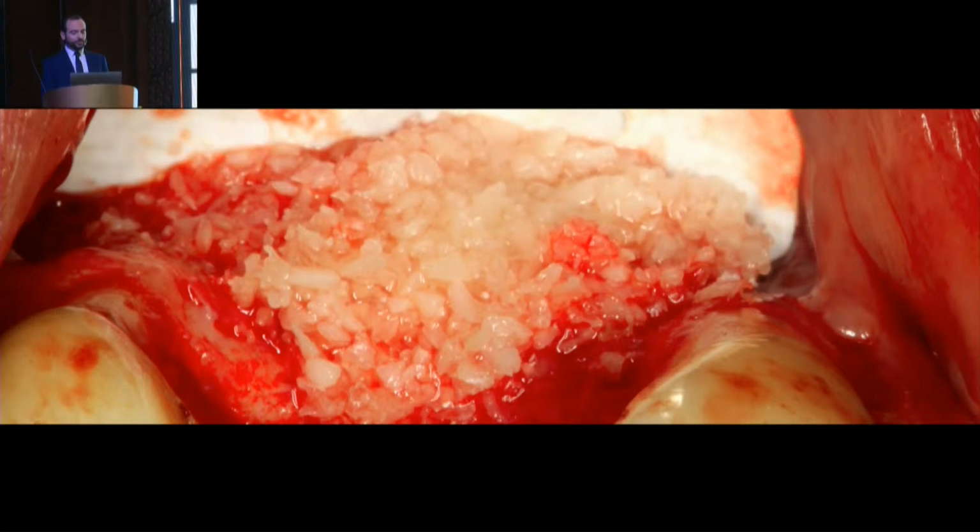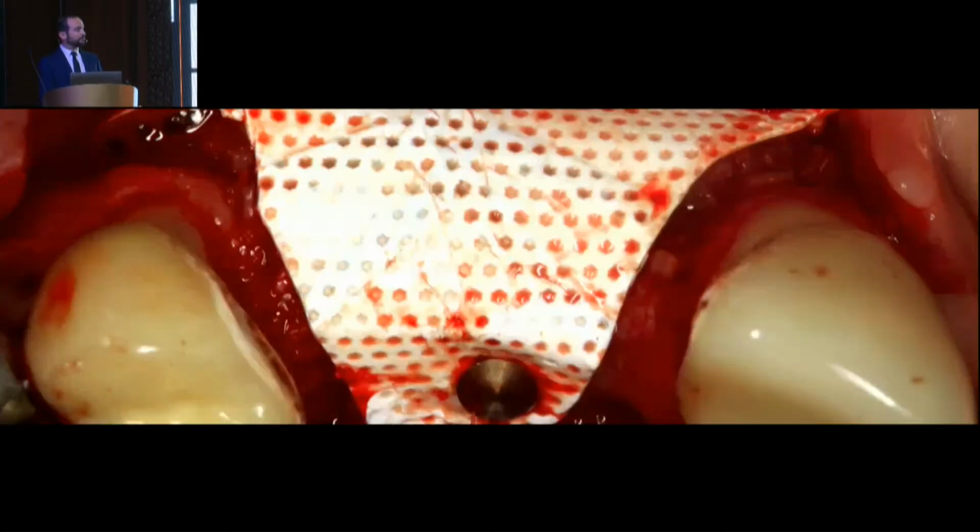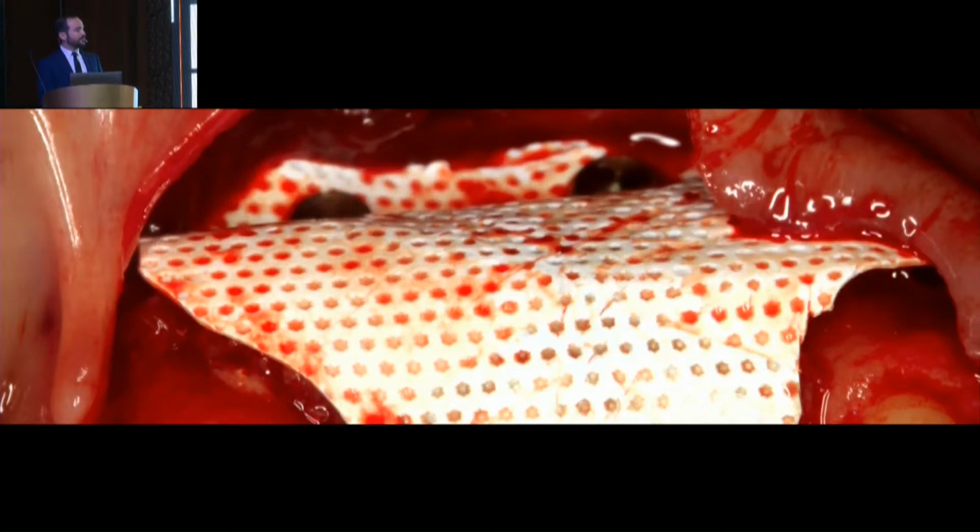We do 2 screws. We fill the defect with 100% allograft, bend the membrane to the parallel side. We use another push pin. We are not using screws in this case. I'm sorry, we are using pins and tags. Here we have a closer view of the buccal side.